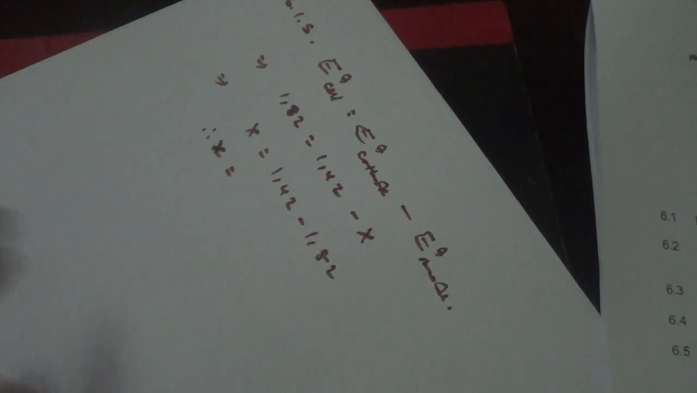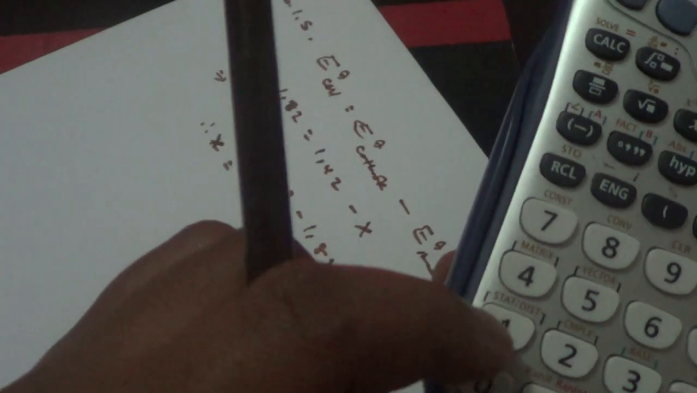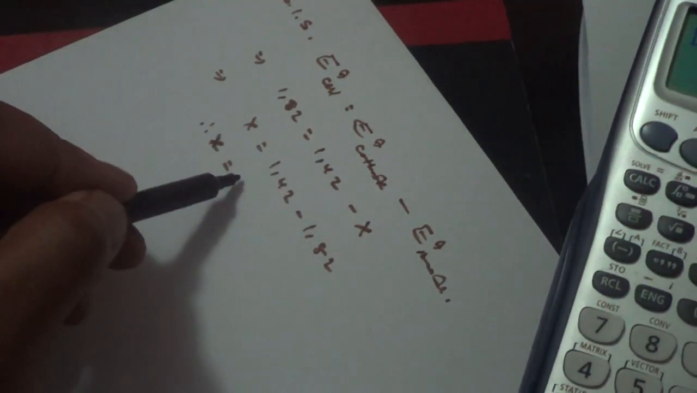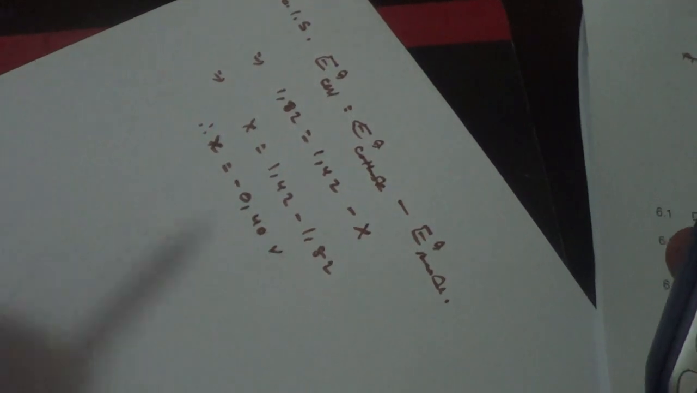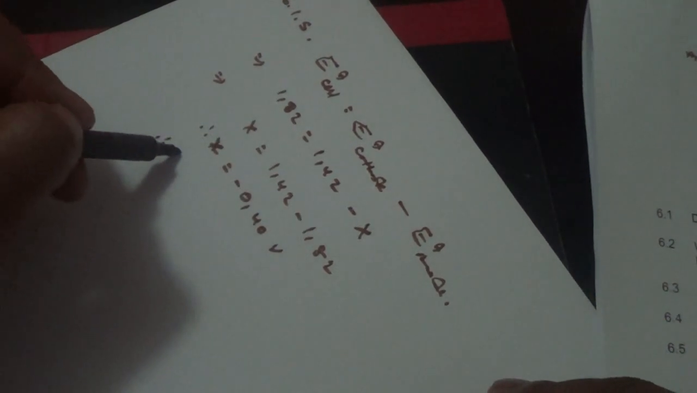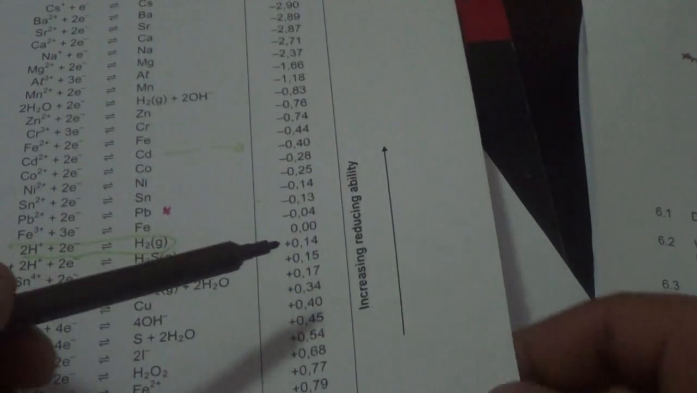Okay, let's just do that easy calculation. I mean, this one is simple arithmetic. 1.42 minus 1.82. This is minus 0.40 to 2 decimal places volts. Okay, easy stuff. Therefore, X is, now let's identify X by using that electrode potential.